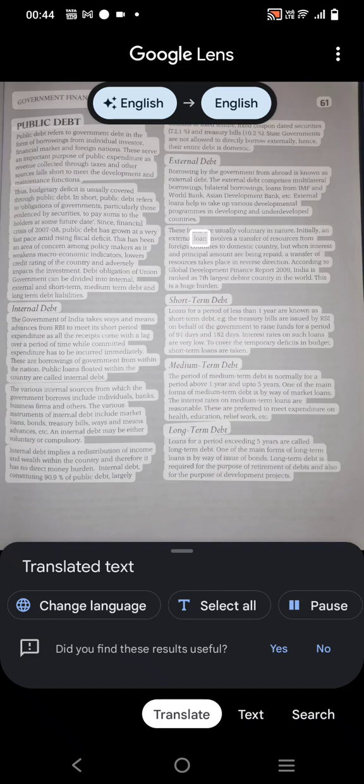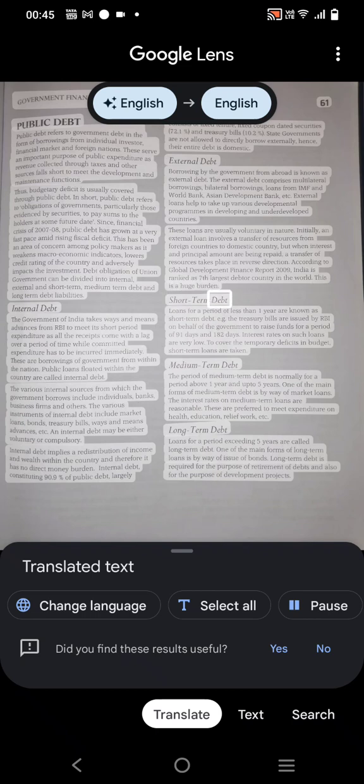Initially, an external loan involves a transfer of resources from foreign countries to the domestic country, but when interest and principal amount are being repaid, a transfer of resources takes place in the reverse direction. According to the Global Development Finance Report 2009, India is ranked as the 7th largest debtor country in the world. This is a huge burden.